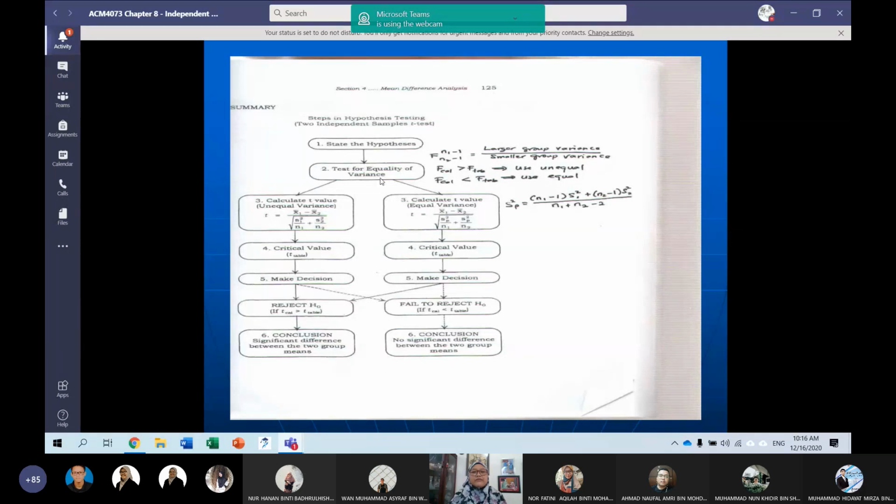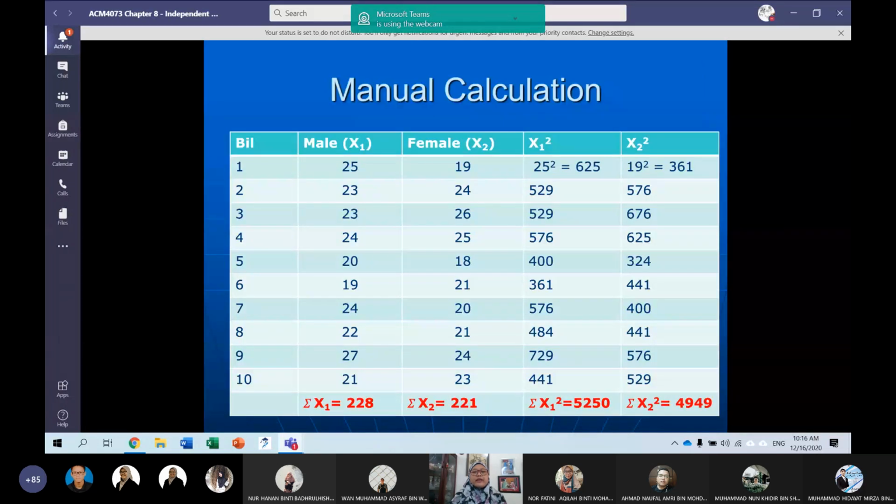Then we need to test for equality of variances. This is the t-value for unequal variances. This is the t-value for equal variances. Regardless of the equality, we still look at the t critical value, and then we have to make a decision either to reject or fail to reject the hypothesis. Here is the calculation. Okay, let's go to the next one.